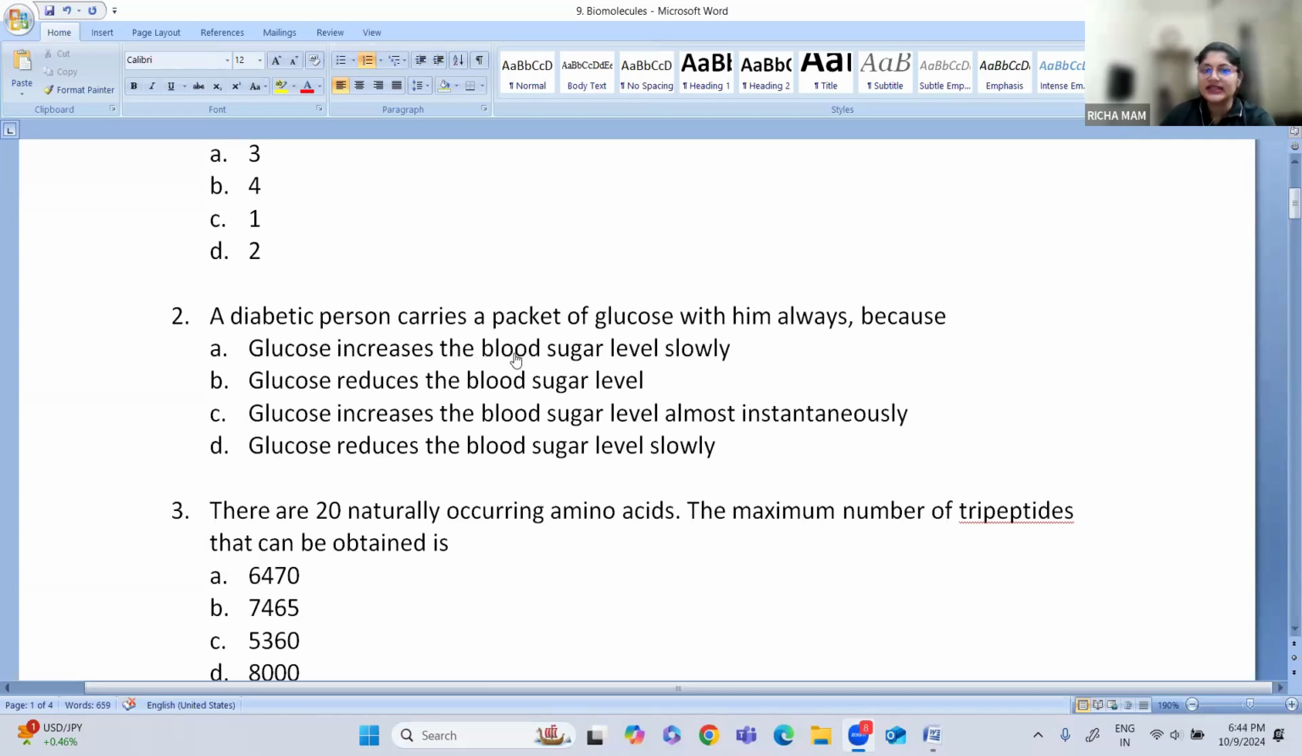Why does a diabetic person always carry a packet of glucose with him? Anil Kumar has answered B. Baby and Sanjeevni have answered C. Okay.